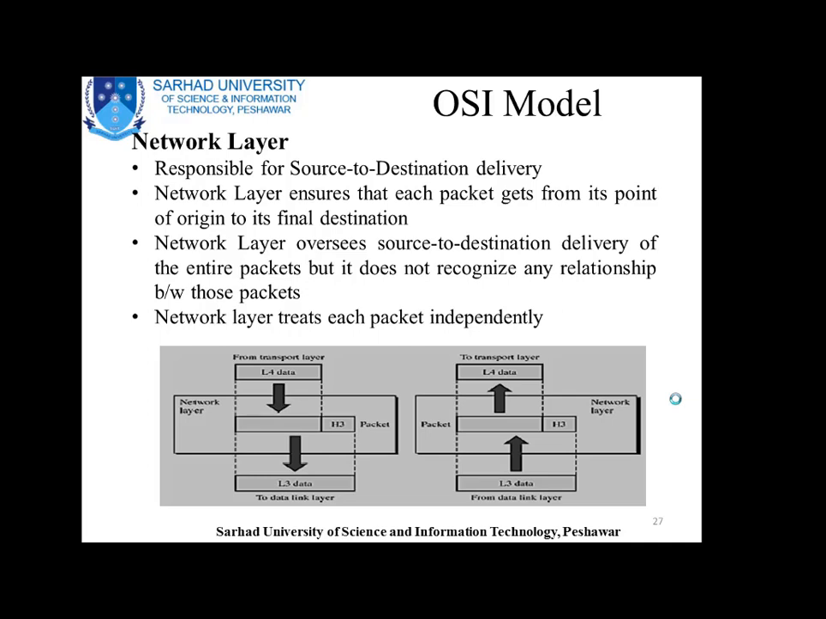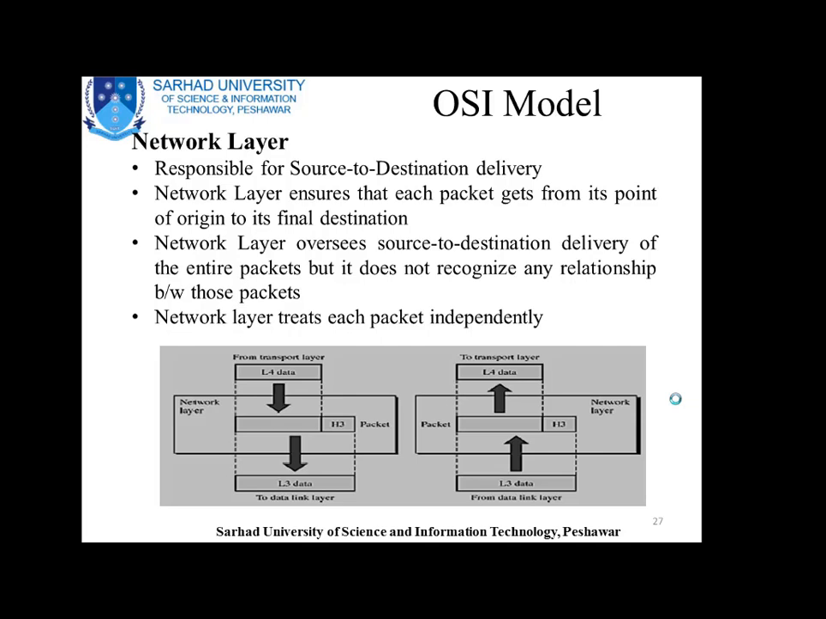Now coming towards the next layer, that is network layer. So network layer is responsible for source to destination delivery. Network layer also ensures that the packets get from their point of origin to their final destination. That means transmitter and the receiver. These terms are basically denoting the transmitter and the receiver.